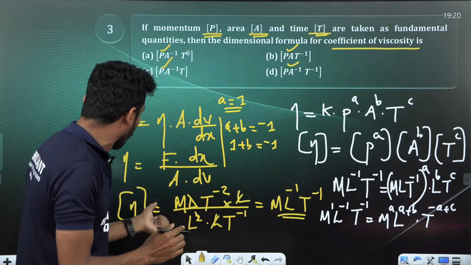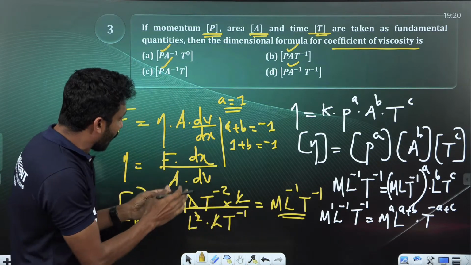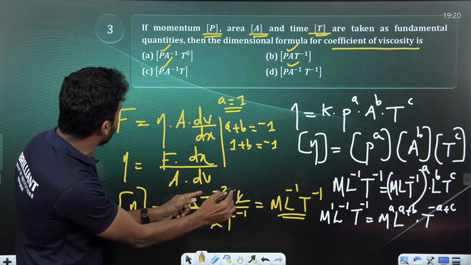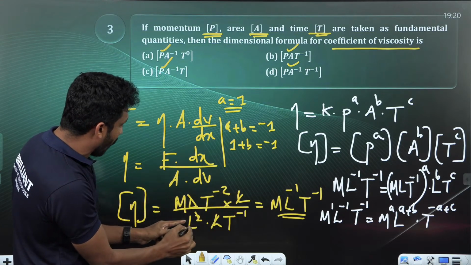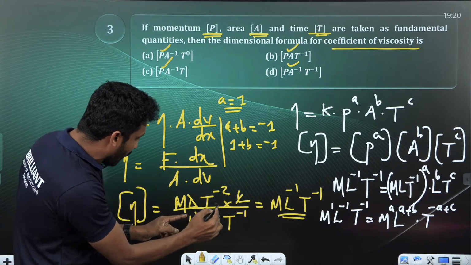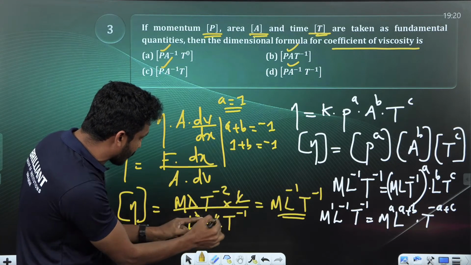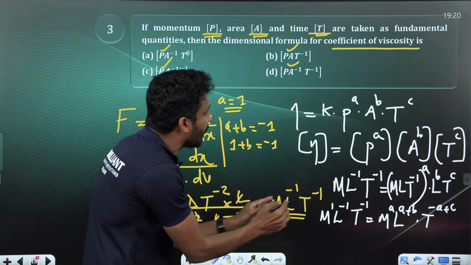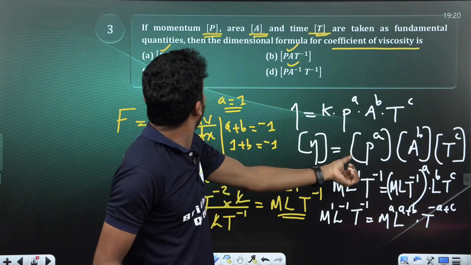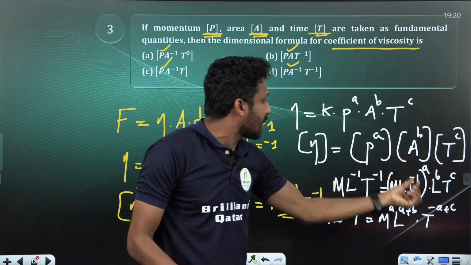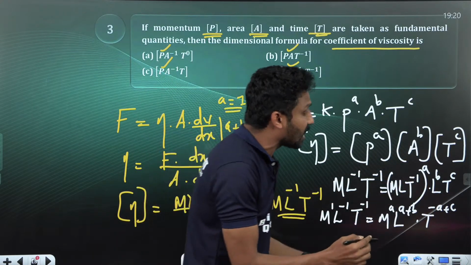See here, coefficient of viscosity, once again we can check it. That of force is M L T power minus 2. Then this distance is L. Then divided by area is L square. Then velocity is L T power minus 1. Okay, this L square cancelled. Then M L minus 1. Then T minus 1. This is the dimension of viscosity. Okay, and this is linear momentum. That is M L T power minus 1. This is area, that is area is having L square.